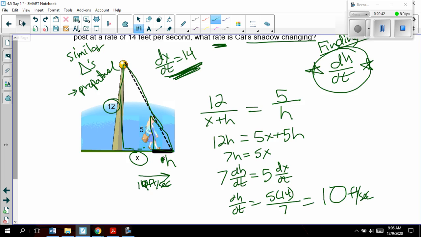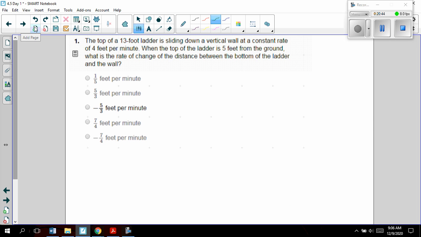All right, let's try another one. Okay, so I'm going to have you try to read this, draw the picture, and label, and then when you're ready, hit play and check it with mine.